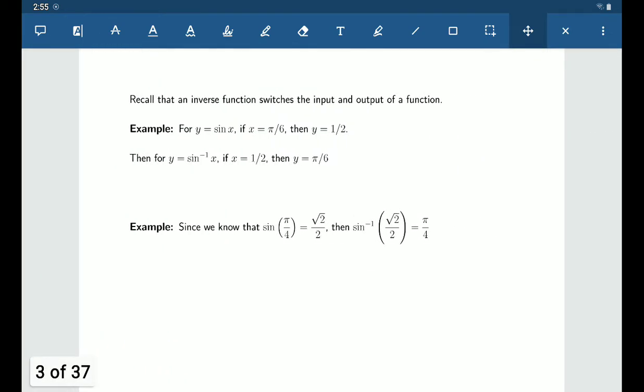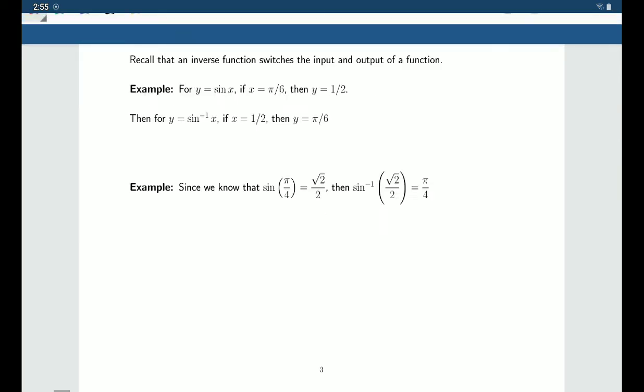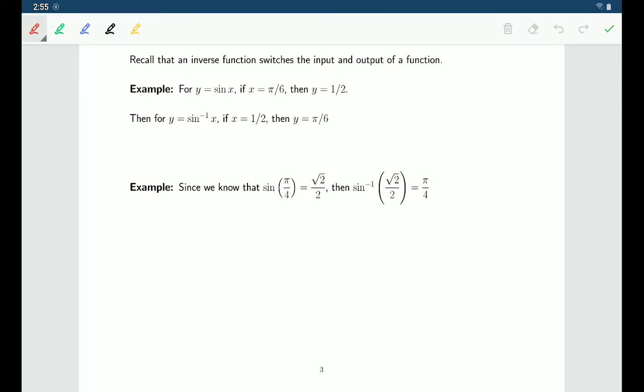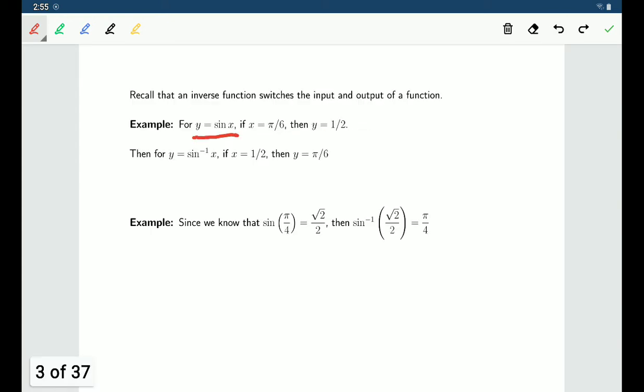So the whole idea here is, just as always, if we're talking about an inverse function, it's exchanging the input and the output. So here, for example, if you're using your special triangles, if we were talking about y equals sine of x, if you had an input of pi over 6, or 30 degrees, then the output that you get would be a half. So for the inverse, it'll switch that. Instead of having 30 degrees being the input, it'll have 30 degrees, or rather pi over 6, being the output. And instead of a half being the output, a half will be the input.